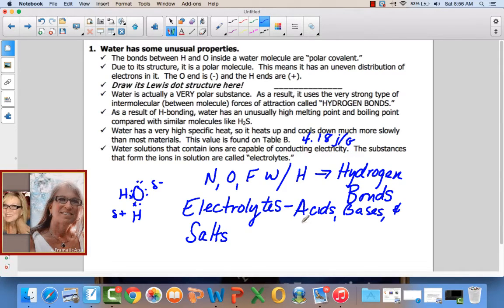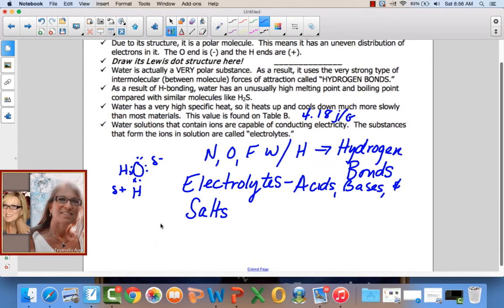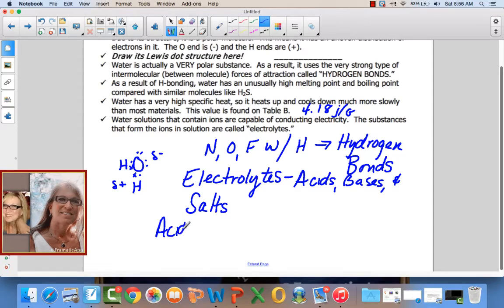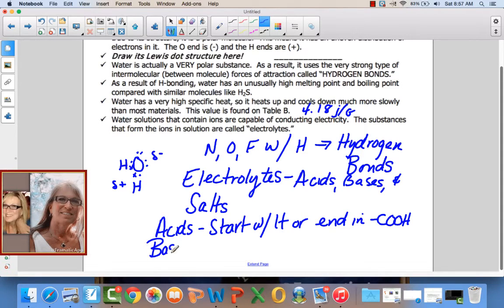Remember, an acid starts with H. Just to review that. Acids start with H, or if it's an organic acid, end in COOH, and one of those O's is a double bond. Bases, generally speaking, are a metal plus OH, and we can find those in Table L, and the exception to the Arrhenius base rule is NH3.